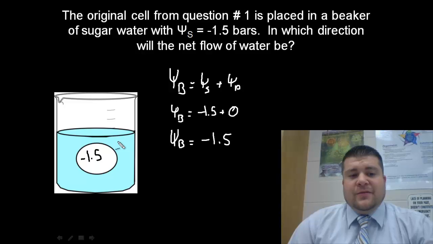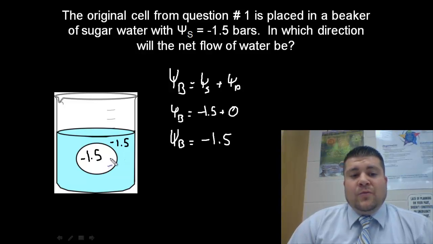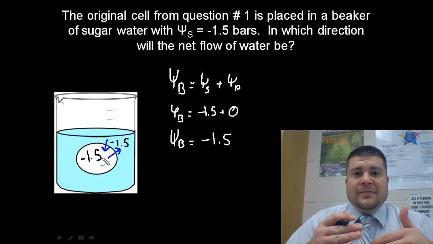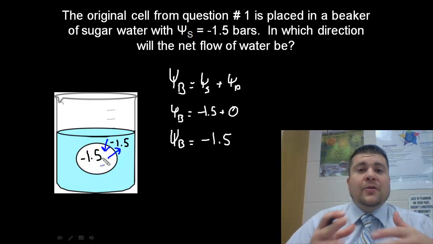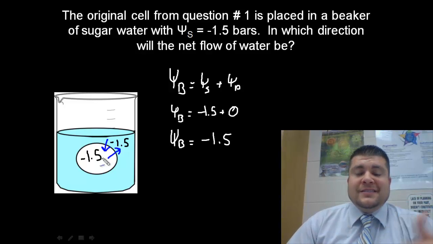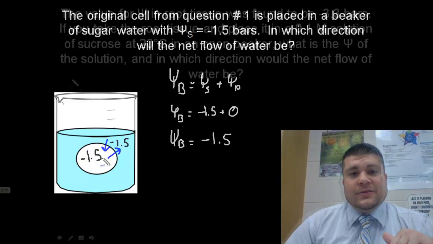So if there's a negative 1.5 and a negative 1.5 inside and outside of the beaker, what does that mean? Well, water is going to still move from a high to low water potential, but in this case there is none. And so water will move outside the cell and inside the cell at the exact same time. This will make the cell be at homeostasis, or it is considered to be in an isotonic solution.